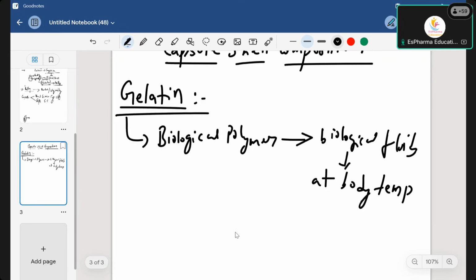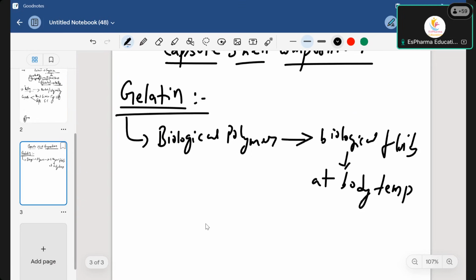So gelatin is a biological polymer, and therefore it is readily soluble in all the biological fluids in the body, but at which temperature? At body temperature. What is the body temperature? That is nothing but the room temperature.